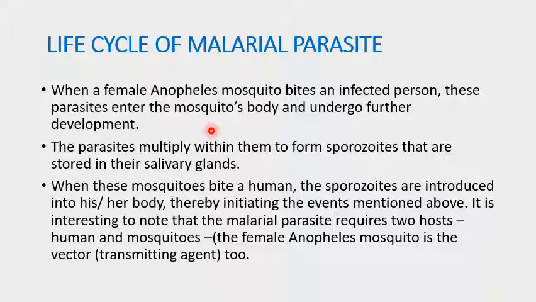Then a question to you: how many hosts are there for malaria? Host number one is female Anopheles mosquito. From there, it is transmitted to human beings. That is the second host. In both the cases, they will multiply in numbers and they will be spread by infecting the blood by means of injecting infected saliva and taking back infected blood to the other humans.